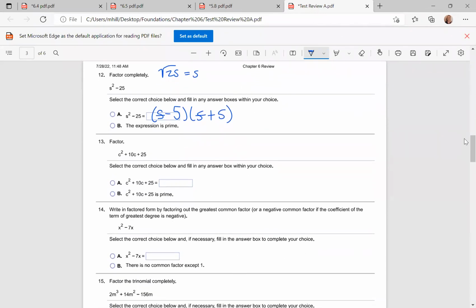This one, if you'll notice, is a little bit special too. When you take the square root of 25, you get 5. And when you do 5 times 2, or 2 of those, you're going to get 10, which is this middle term. Okay, when that happens, it ends up being that this is C plus 5 times C plus 5, which the shortcut of writing that would be C plus 5 squared. And that's what goes right here.